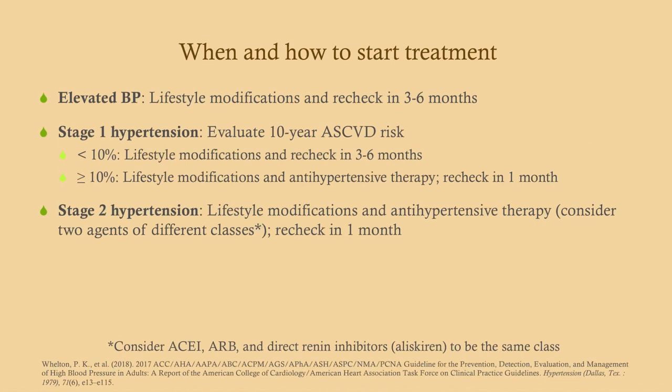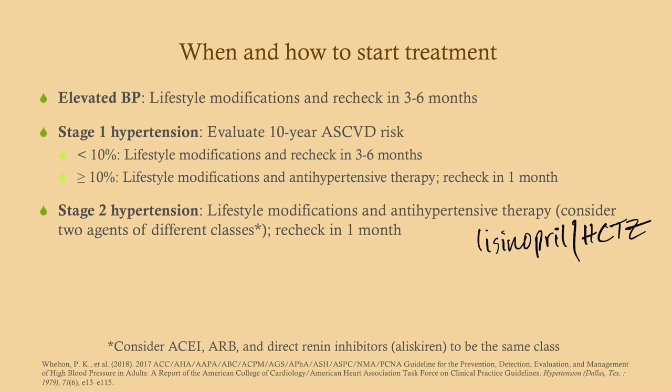If they are more than 10% risk, then we will treat them with antihypertensive therapy and check back in a month, which we always do when we start a new drug. If they have stage 2 hypertension, so they're consistently over 140 over 90 or more, then we will, again, start antihypertensive therapy, but in this case, we will often go with 2 agents of different classes. And most commonly, that's going to be lisinopril, hydrochlorothiazide, very common combination regimen for treating hypertension.